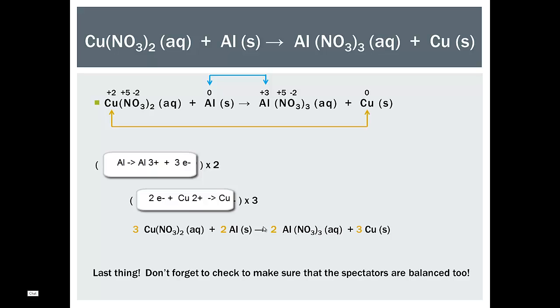The last thing you need to do is make sure that all the spectators are balanced as well. So make sure your nitrogens and oxygens work out. If you look at your copper nitrate, you have a total of 6 nitrogens. Same thing on the product side, and you have a total of 18 oxygens and 18 oxygens.